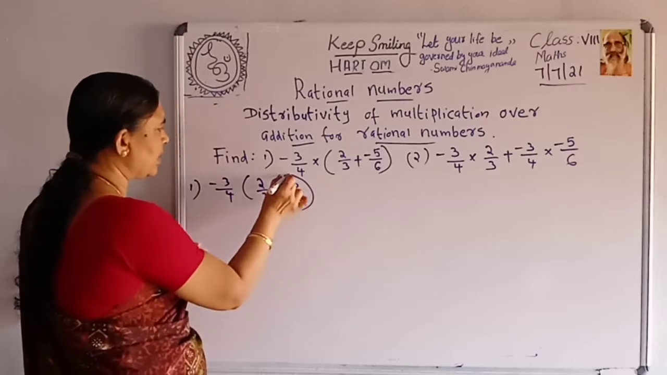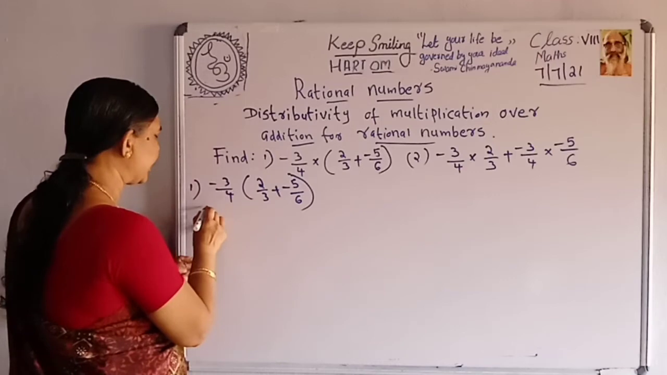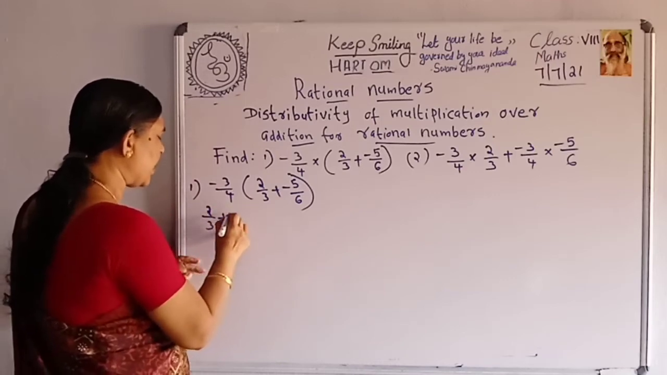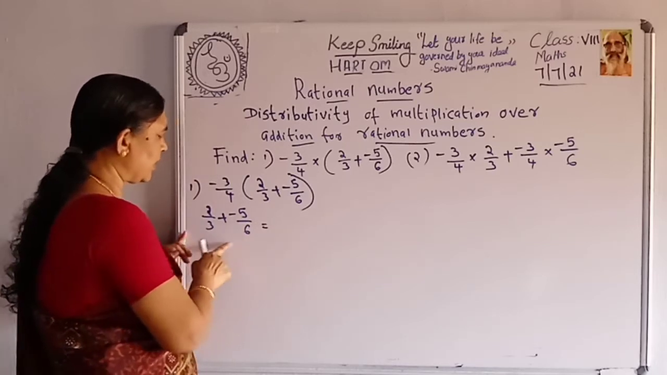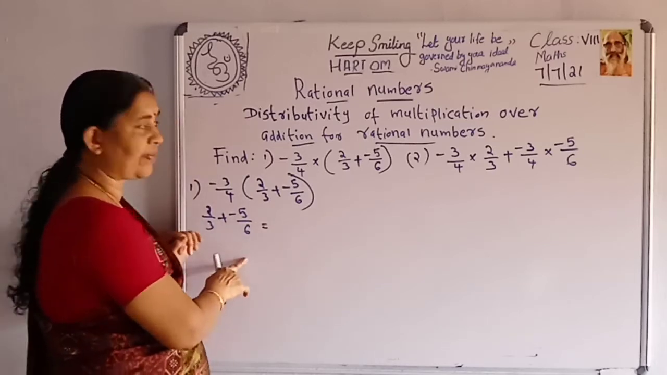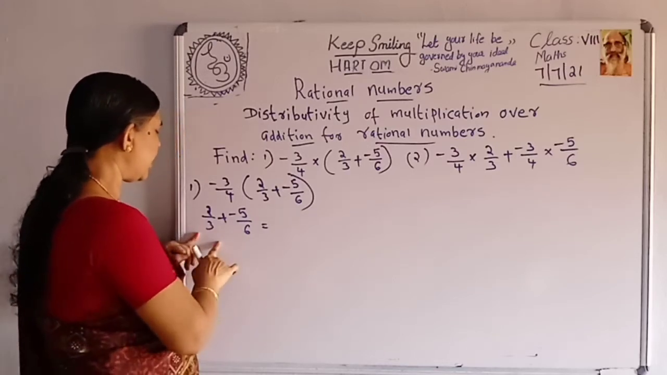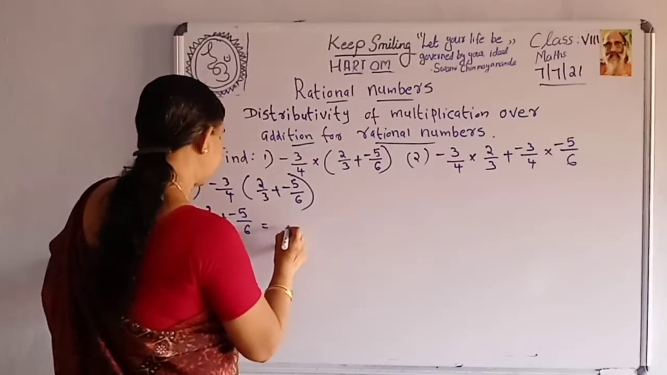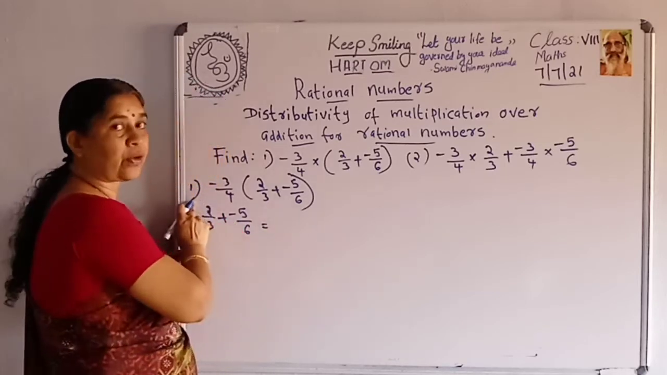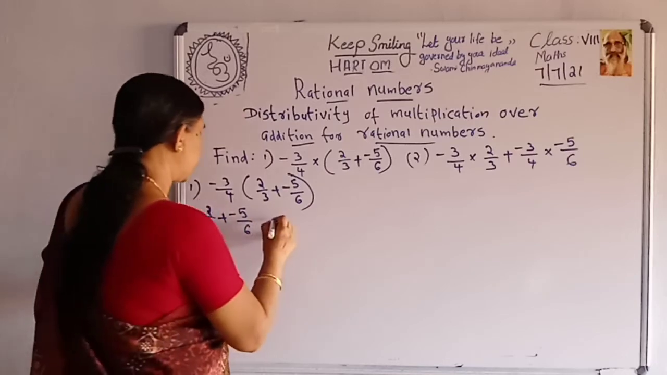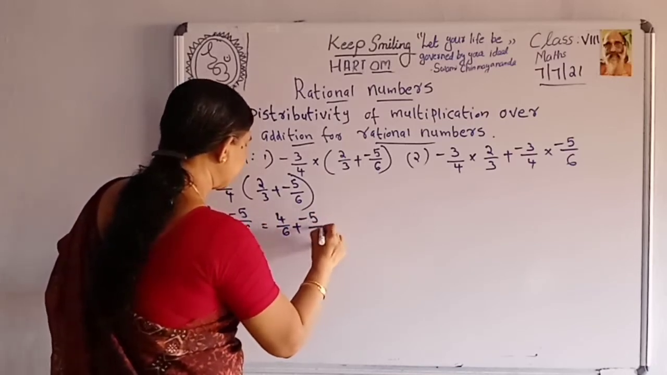First we do the addition in the bracket. What is 2 by 3 plus minus 5 by 6? To add two numbers with different denominators, first we take the LCM. What is the LCM of 3 and 6? 6. So this 2 by 3 will become, 3 into 2 is equal to 6, then the numerator also we have to multiply by 2. That is 4 by 6 plus minus 5 by 6.